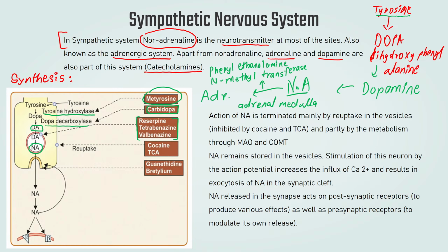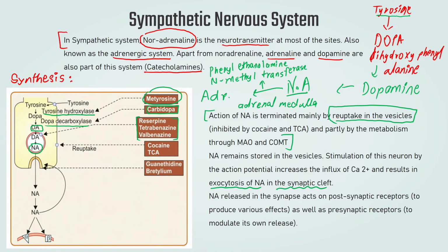Now further, once noradrenaline is formed, it will be stimulated and it will be released in the synaptic cleft. Once in the synaptic cleft, it will show its characteristic actions by acting on the postsynaptic as well as presynaptic receptors. Noradrenaline action is mainly terminated by reuptake. Reuptake into the vesicles is the principal mechanism through which action of noradrenaline is terminated.